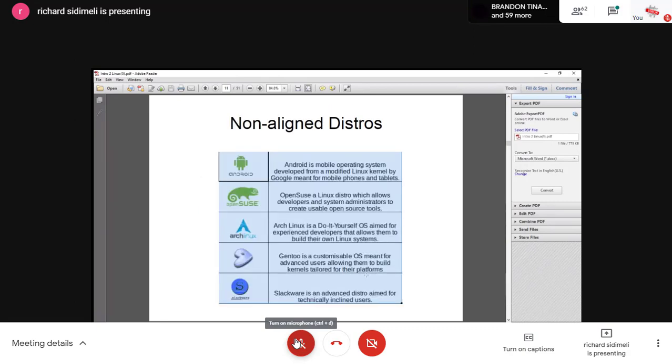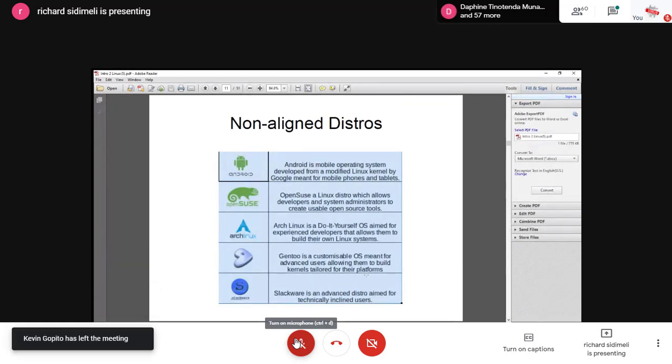Then you can also have Android. Android is another common product, which is a Linux kernel by Google. And you can also have SUSE. SUSE I've used a few times. And there's Arch Linux. It's very popular actually in experienced developers' environments.